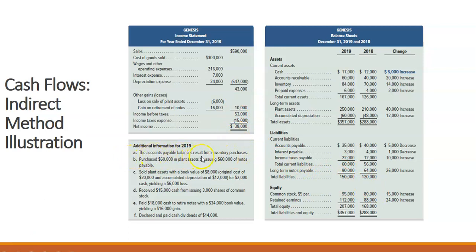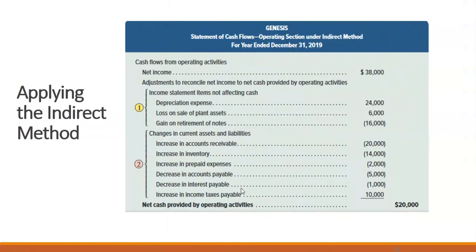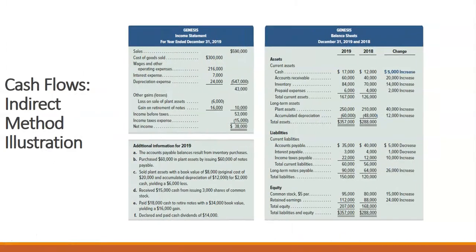Accounts payable balances are from inventory purchase. We bought plant assets by issuing notes payable. So we didn't pay cash for those, but we do have a new note. So we would have to disclose that. We sold plant assets, we received cash, we had a loss, we received cash from stock sale, we declared and paid dividends, and we paid cash to retire notes. So we're going to use this information throughout the entire statement of cash flows.